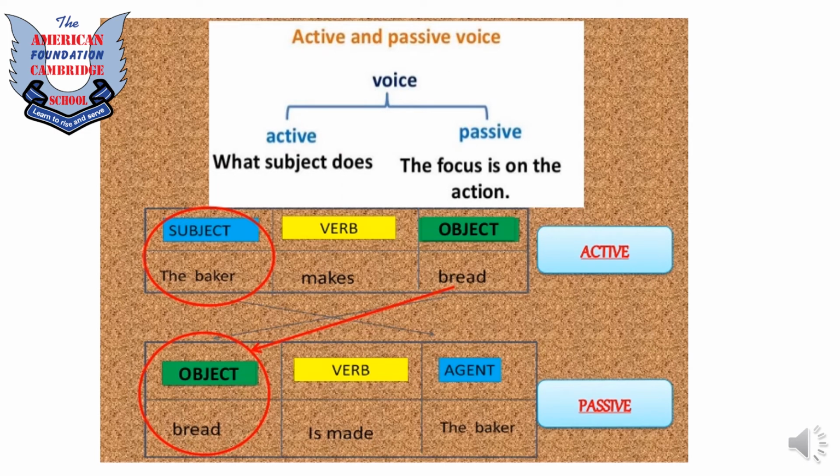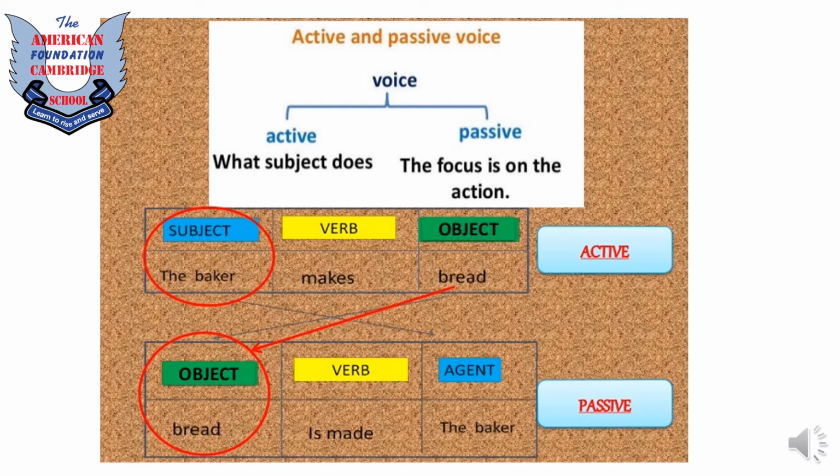For this I have given you the chart to understand what active is and what passive is. When we're talking about active voice, that tells about the subject, what the subject does, and in passive voice we focus on the action. Now in the first statement we have subject, verb, object. That first statement is an active voice. Now see the subject, the baker, verb, that action is makes. The baker makes, object is bread.